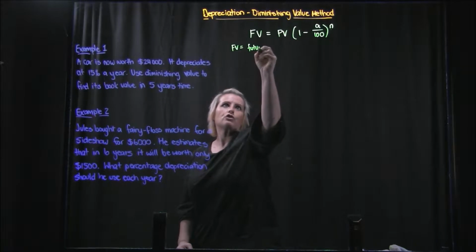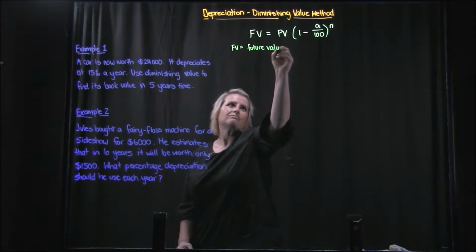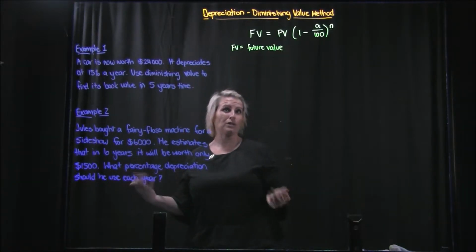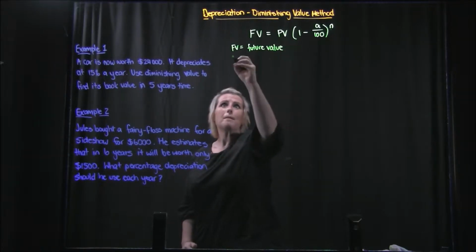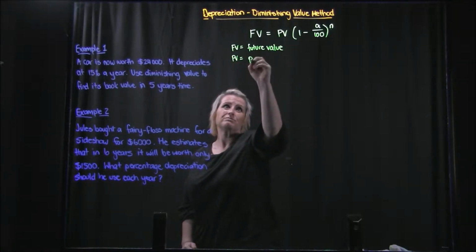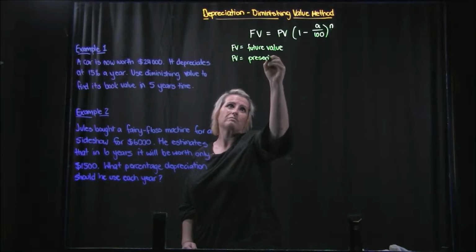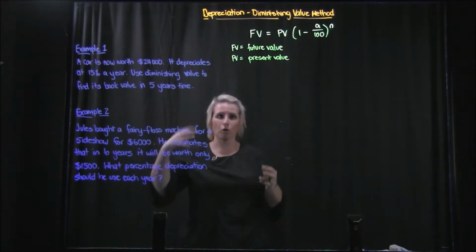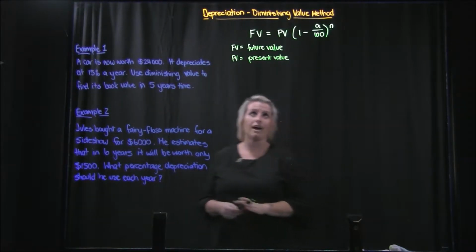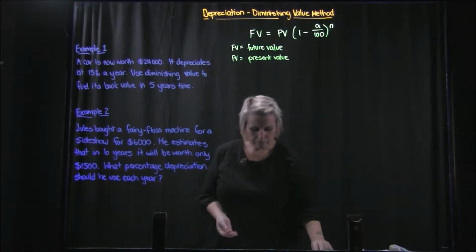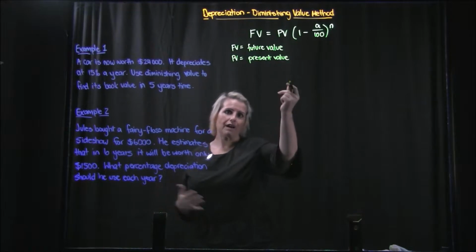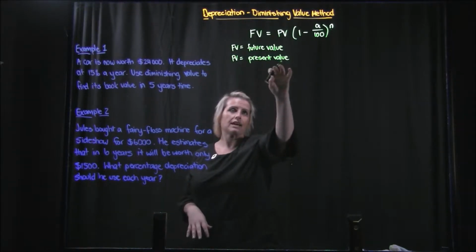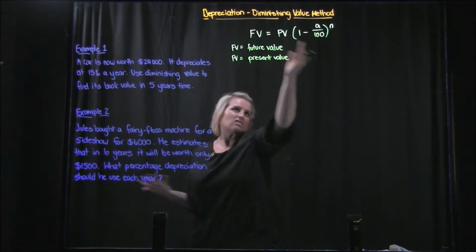FV is just future value. Really, it's kind of the same as the total amount when we look at compound interest. PV is present value. So what's it worth now? What did you buy it for? What's it worth right at this moment? Or the original value at present day. This is, again, kind of like principal.